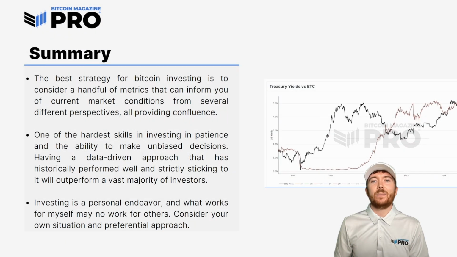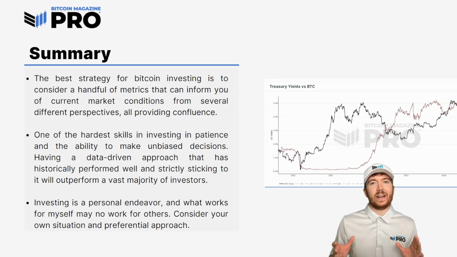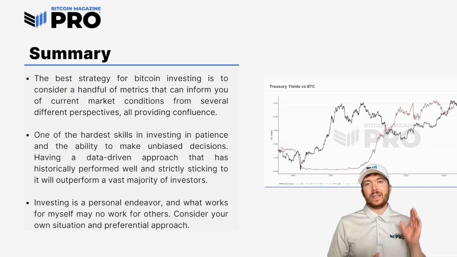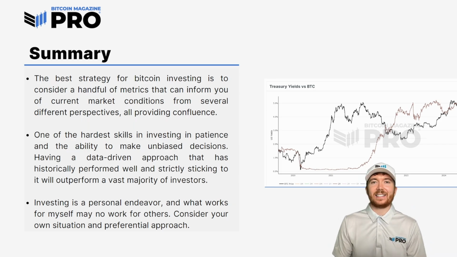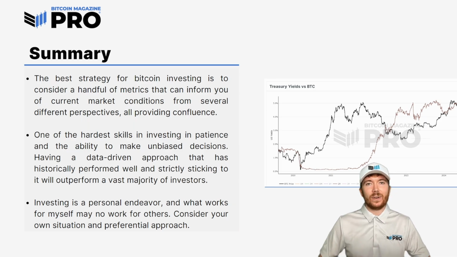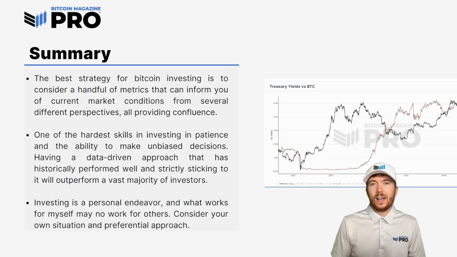So just to summarize, the best strategy for Bitcoin investing is to consider a handful of metrics that can inform you of current market conditions from several different perspectives, all providing confluence. Like we could see with the Bitcoin trajectory catalysts, looking at macroeconomic data, BTC fundamentals, on-chain data, and technicals. Once they're all aligning and giving very similar indications of a Bitcoin buy signal or a sell signal, that's usually a good indication to maybe pay attention.